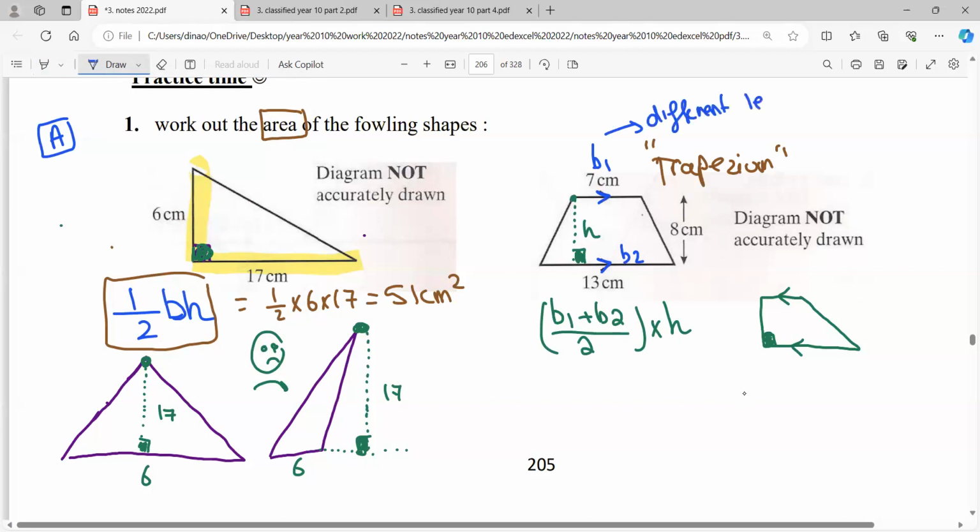Okay, so we just substitute in the rule: 7 plus 13 over 2. And then you multiply by the height, which is the 8. And let's do the math on the calculator. As I always say, you do not need to use your mental skills, especially when we're dealing with our O levels at the end of the year. So in this page, we discussed parallelogram, we discussed trapezium and a triangle.